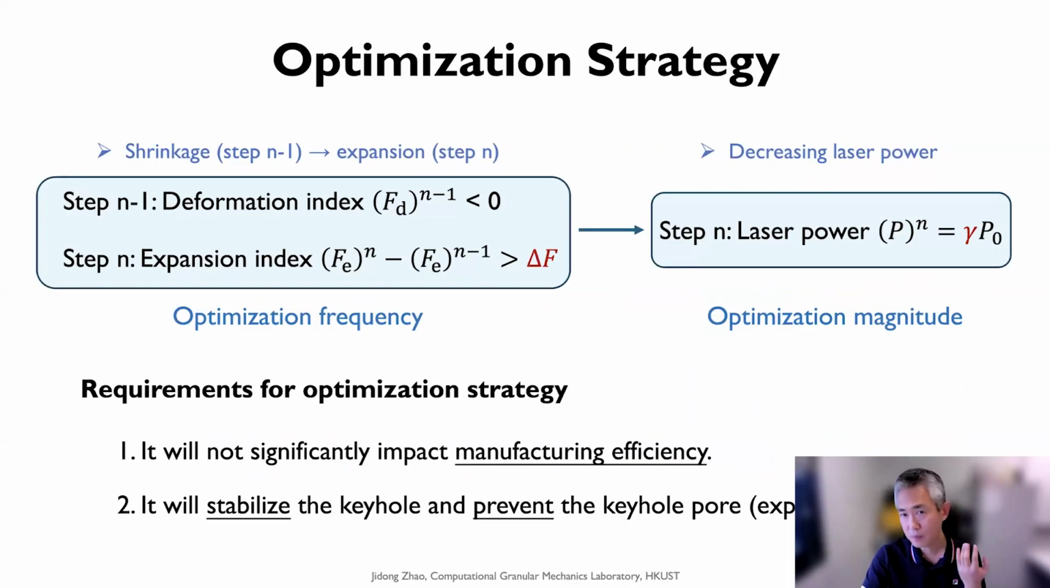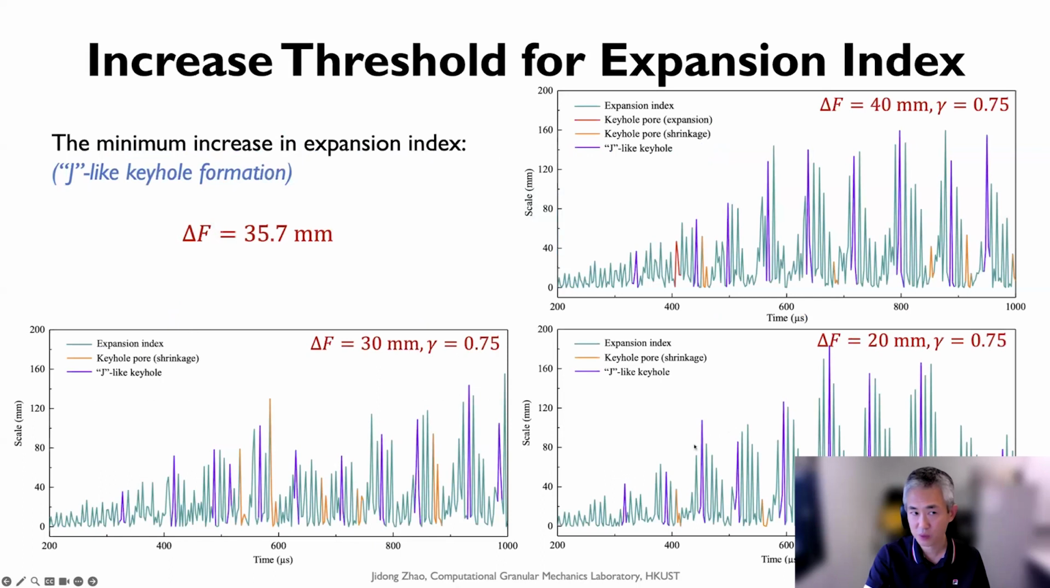Okay, and so the optimal strategy is to control the deformation index and also control the expansion index, and then adaptively adjust the laser power. For this optimization strategy to work, it won't adversely affect the manufacturing efficiency, and it also stabilizes the keyhole and prevents the keyhole pore generation. So this is the whole purpose of what we do here.